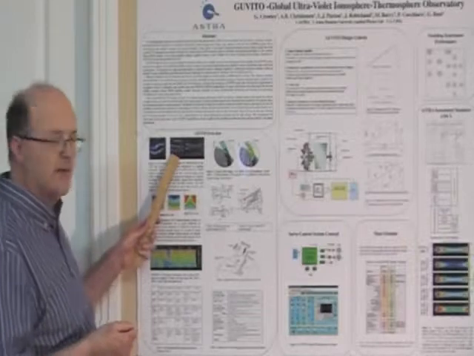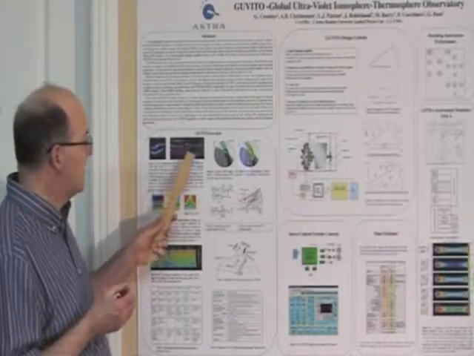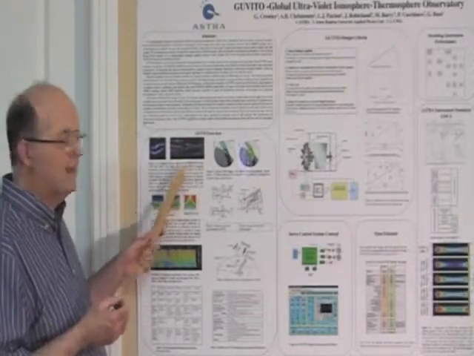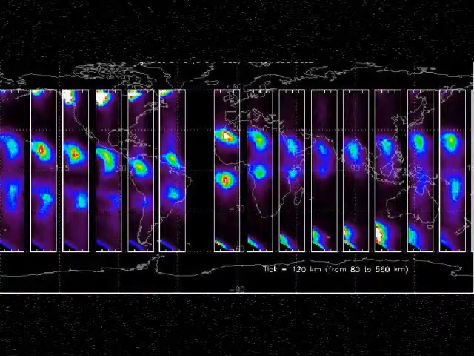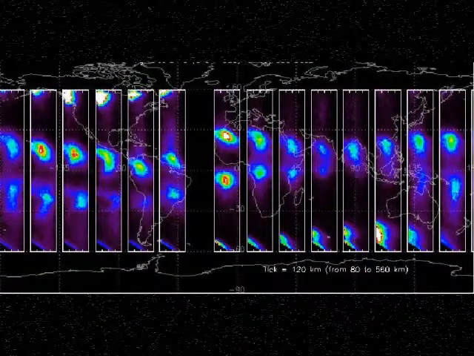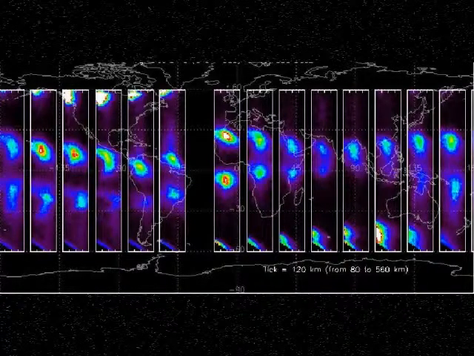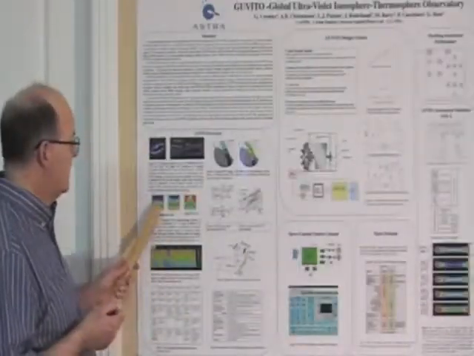Here's a view looking at just the limb data, again side by side, superimposed on the geographic coordinates, and you see the variability of the Appleton anomalies at different longitudes on the Earth, and as time goes by, and you also see the aurora at the higher latitudes here. This is on the day side.